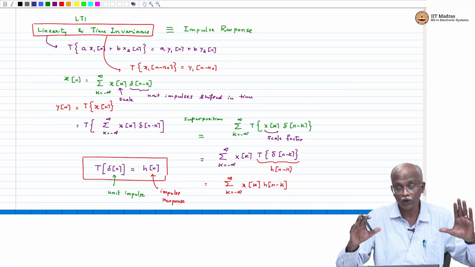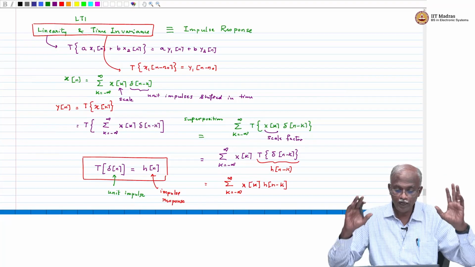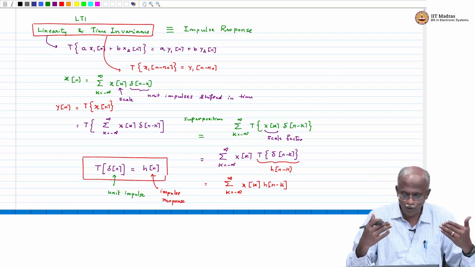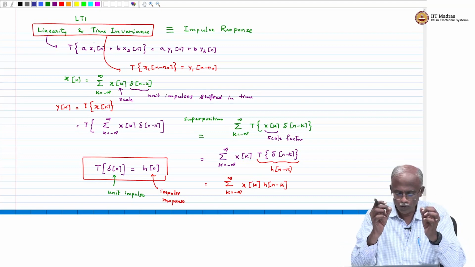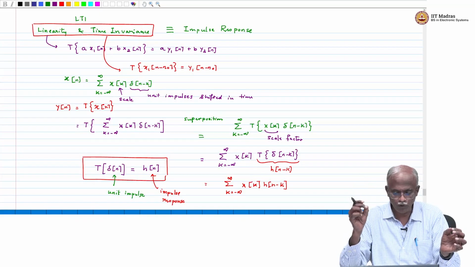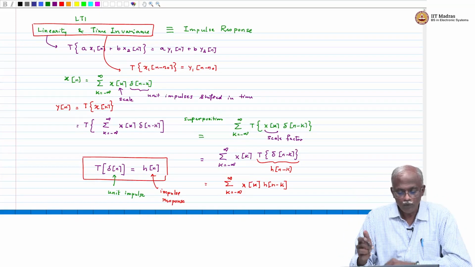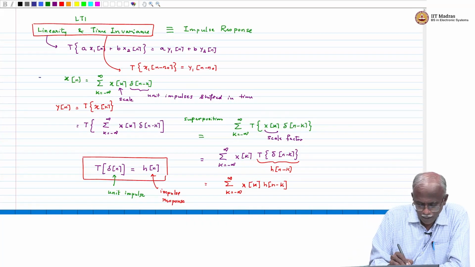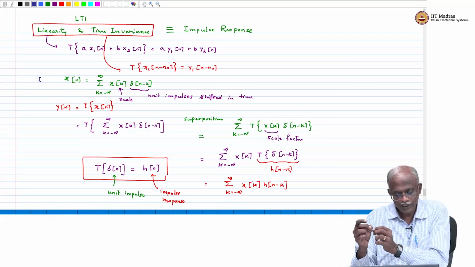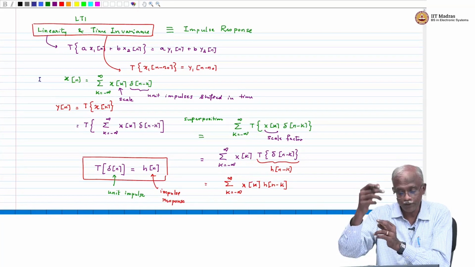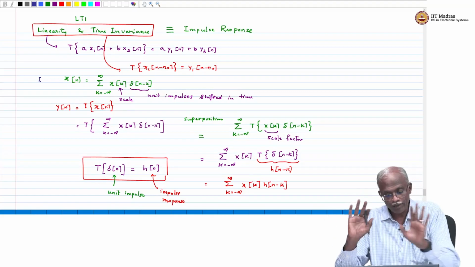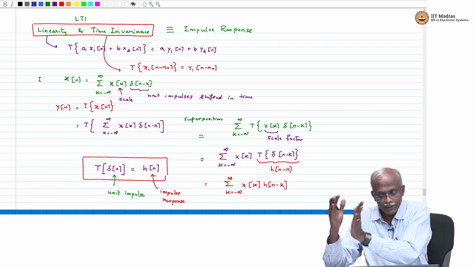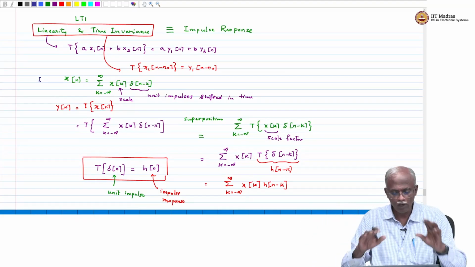So, this brings us to the important category of discrete time systems which satisfy both linearity and time invariance. We have looked at several examples. So, basically you know how to check for linearity, you know how to check for time invariance. Now apply these concepts in the following manner. First step, any x of n can be represented as a summation from minus infinity to infinity of x of k delta of n minus k. This is nothing but the representation in terms of scaled and shifted unit impulses. I think this is from the first property.